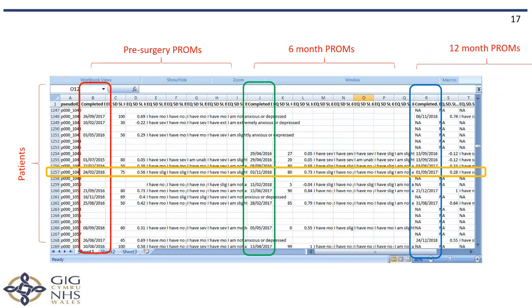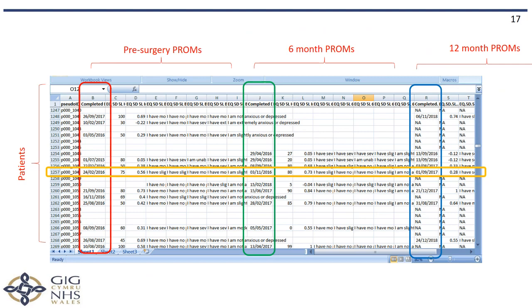So this is the example of a tidy data set we received from a well-known PROMs collection software. We have one row per patient, and we have columns for pre-surgery PROMs and also 6 and 12 month post-surgery PROMs. So I'll point out the patient highlighted in orange. I hope you can see that okay. Apologies if it's a bit small, but I'll describe it. So this patient completed their pre-surgery PROM in February 2016, and they had their surgery in May 2016. That's not on the slide because it's off the screen, so apologies. You just have to take my word for it.